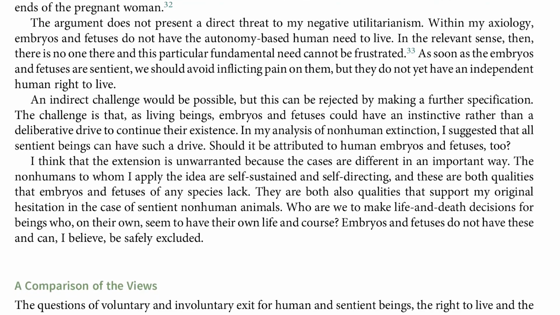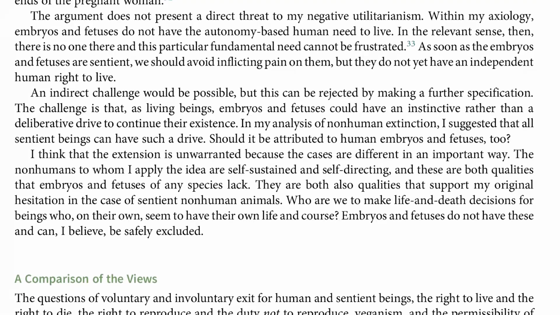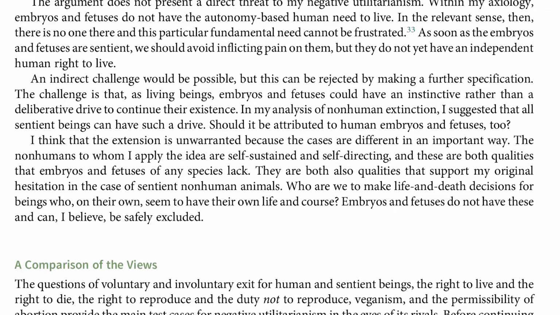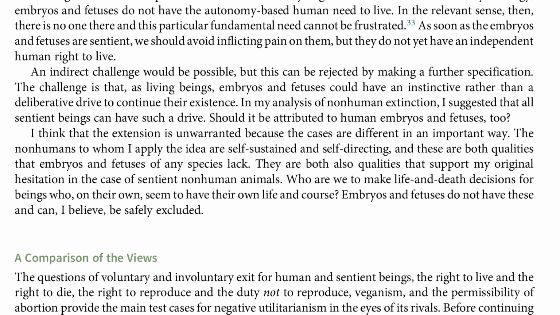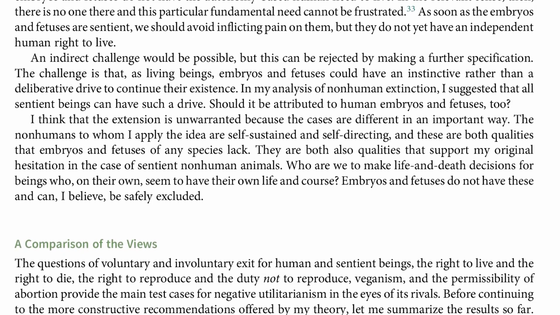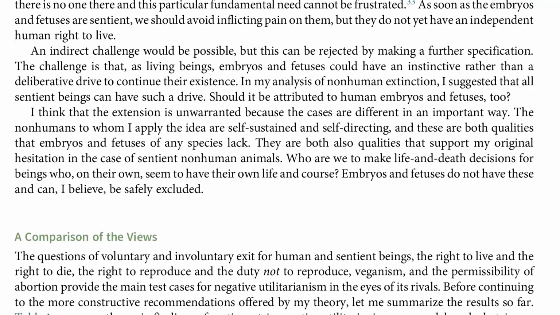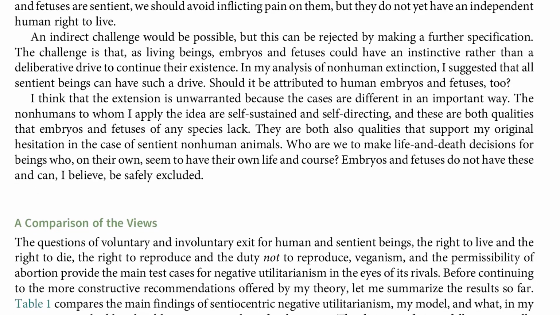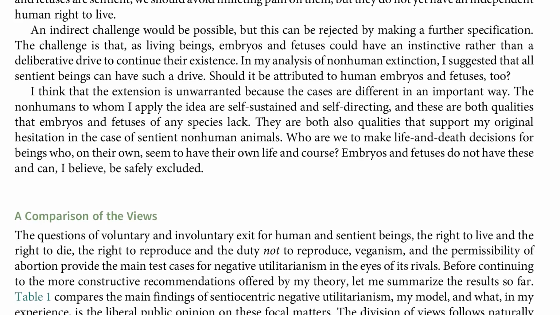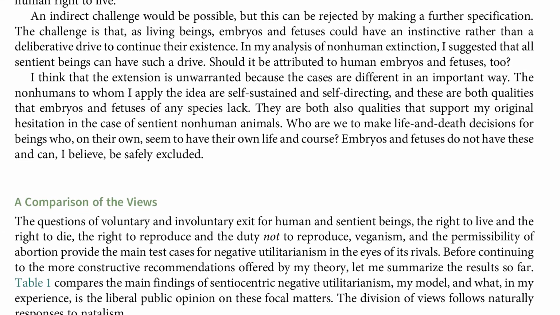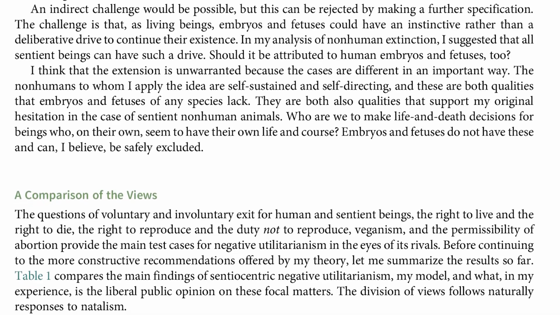I think that the extension is unwarranted because the cases are different in an important way. The non-humans to whom I apply the idea are self-sustained and self-directing, and these are both qualities that embryos and fetuses of any species lack. They are both also qualities that support my original hesitation in the case of sentient non-human animals. Who are we to make life and death decisions for beings who, on their own, seem to have their own life and course? Embryos and fetuses do not have these and can, I believe, be safely excluded.